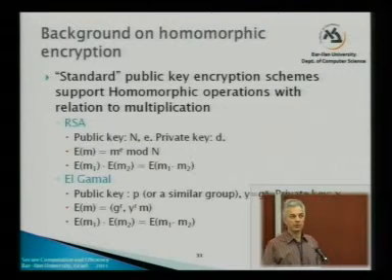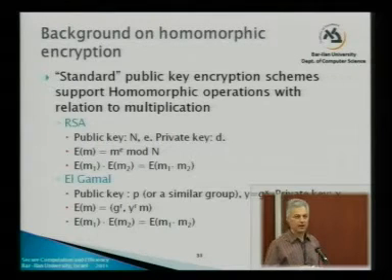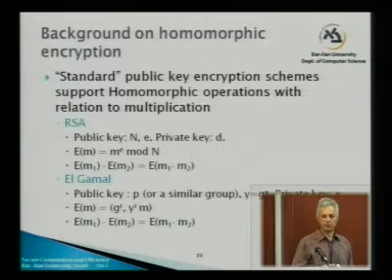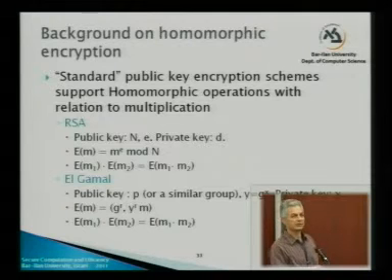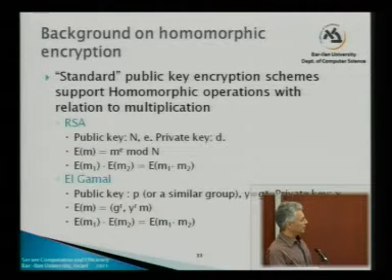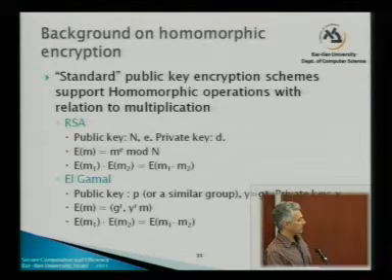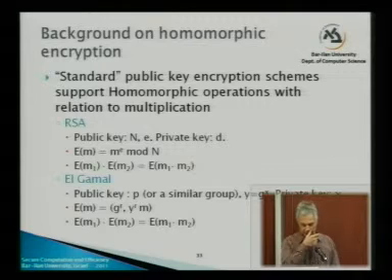Standard public key encryption functions do support multiplicative homomorphic properties. In RSA, if we encrypt two plaintexts, we get the encryption of the multiplication of the plaintexts. The same is true for El Gamal. In El Gamal, if we have ciphertexts of M1 and M2, we get an encryption of M1 times M2. So these are homomorphic with relation to multiplication.